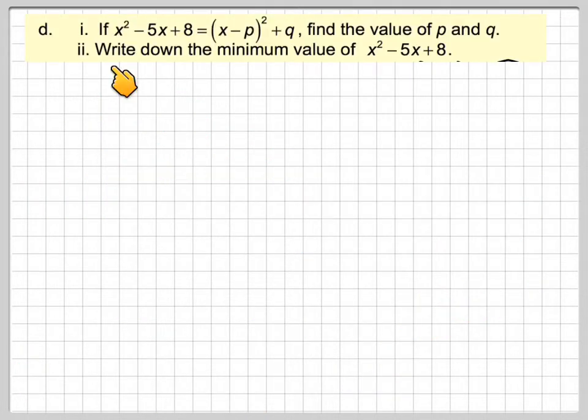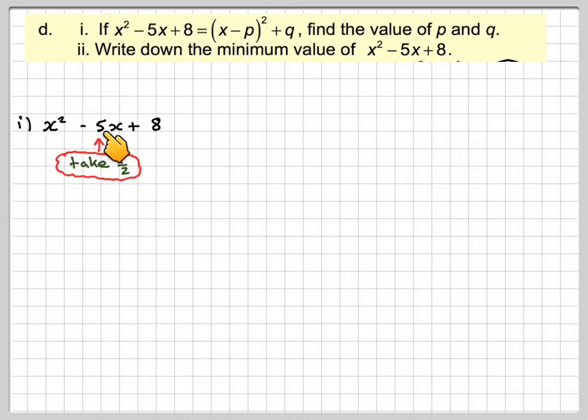For the last part: if x squared minus 5x plus 8 is equal to (x minus p) all squared plus q, find the value of p and q, and then write down the minimum value of x squared minus 5x plus 8. This is called completing the square. So to complete the square, you look at the middle term, the number, and you take half of it. So it becomes (x minus 5 over 2), or you could write 2.5, all squared, plus 8.